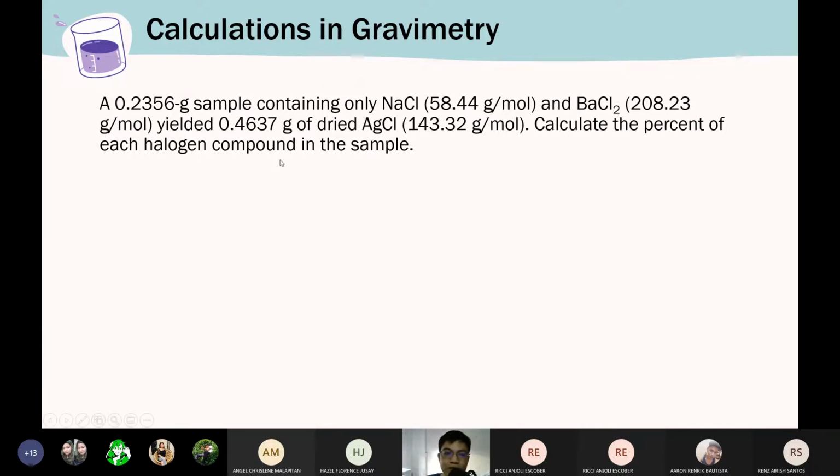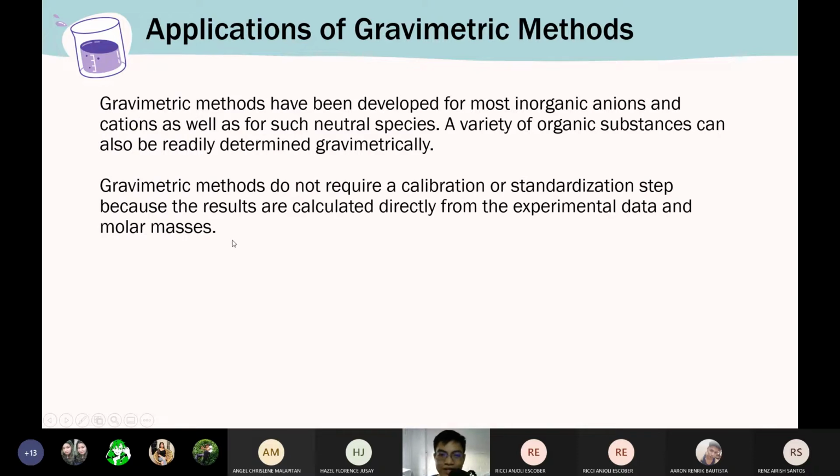Now, let's talk about the applications of gravimetry. Actually, nakukwento ko na nga ito eh. So, gravimetric method of analysis is one of the best and one of the most reliable techniques in chemistry. Why? Because you only need to get the mass. So, it is very simple, very cheap to do. Okay, and the results are often correct, especially if tama yung processing mo ng sample.